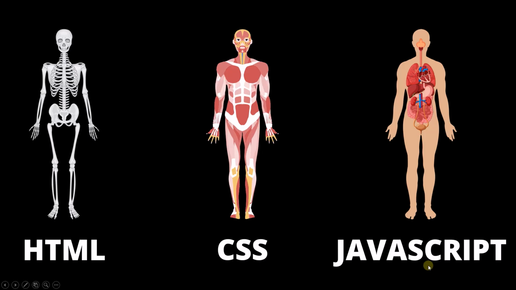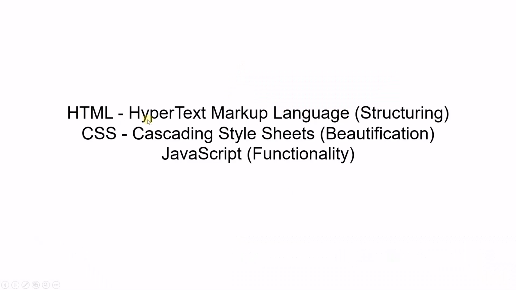Alright, so HTML, which stands for Hypertext Markup Language, is used for structuring the website. CSS, Cascading Style Sheets, is used for beautification. JavaScript is used to add functionality to the website. So you need to learn these three if you want to be a web developer.